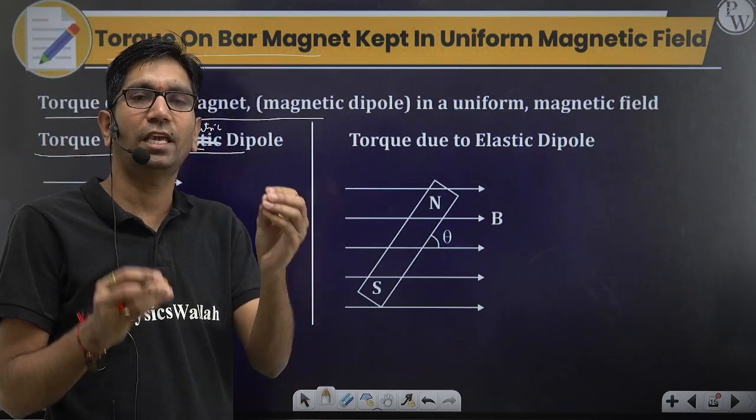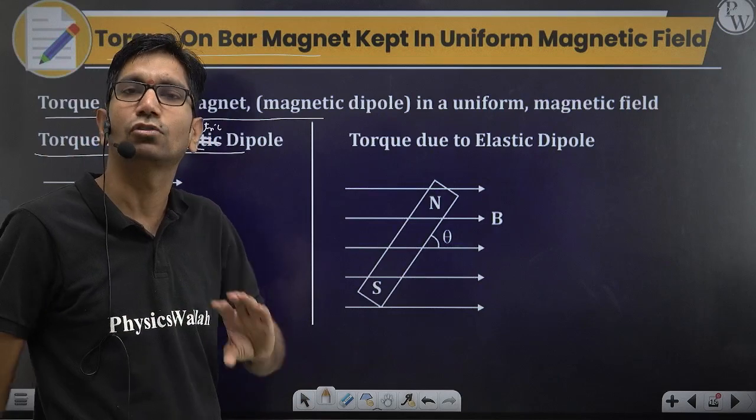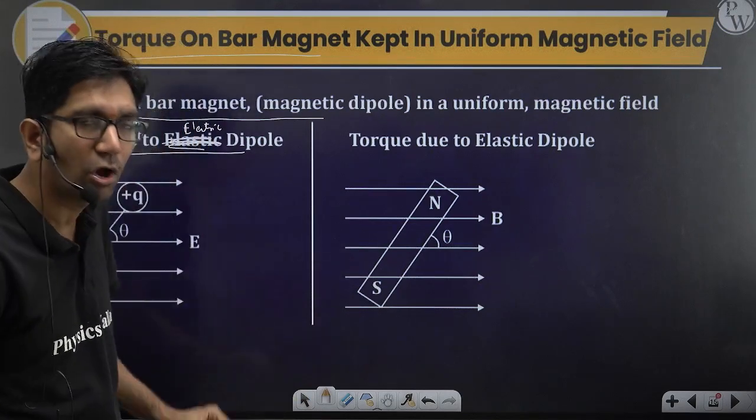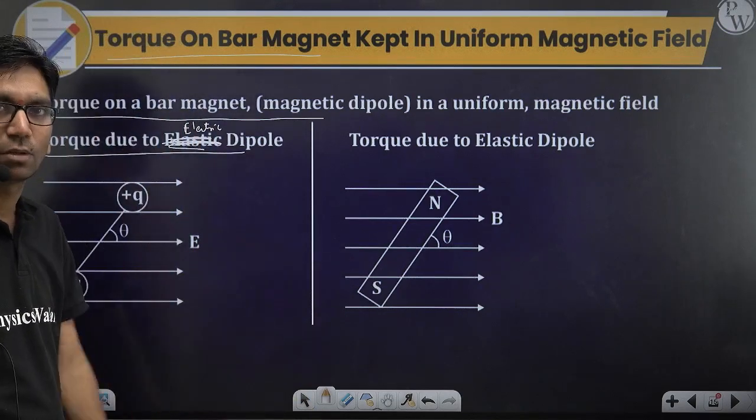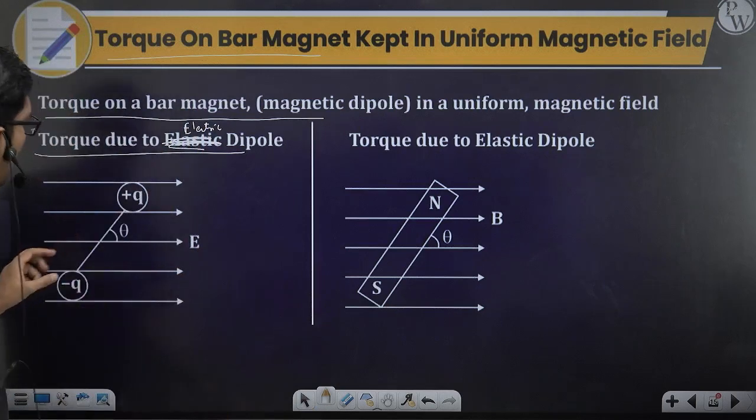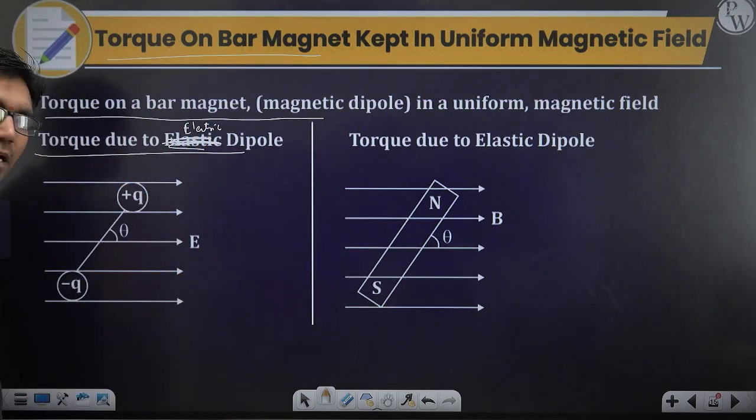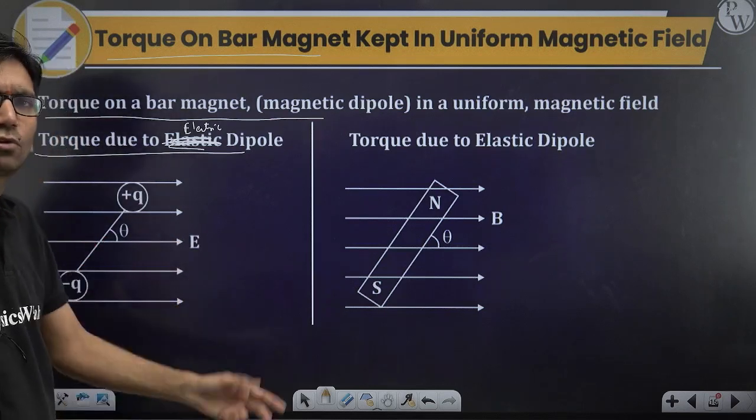What happens if we keep a dipole in an electric field? Of course, a torque is produced on it. Torque gives what? A turning effect to the body, right? See here, I have taken a dipole and kept it in a uniform electric field. What happens? Of course, it rotates like this. Rotation means there is some torque produced here.